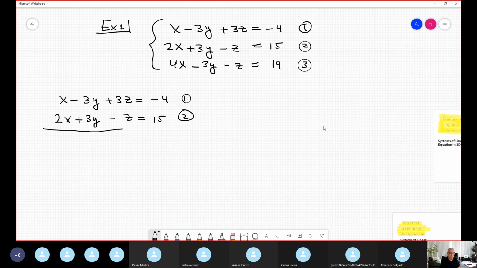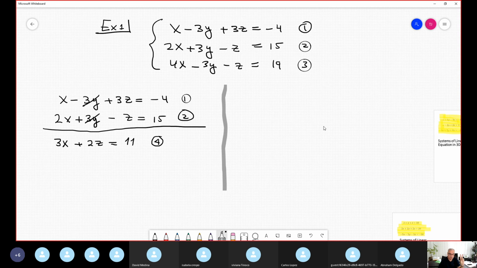Okay, no multiplication necessary. Ready. You add by column: equation 1 plus equation 2 gives 3x. Elimination of that part. I take advantage of this. And 3 minus 1 is 2. Equal 11, no? Okay, super. Now this equation I call equation number 4. This equation contains only 2 variables. Everyone follow me so far?